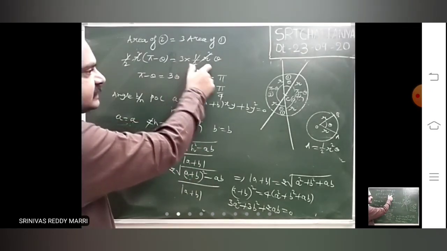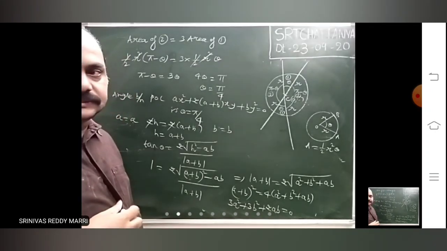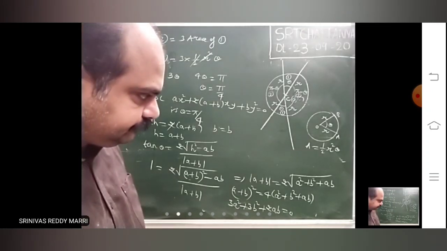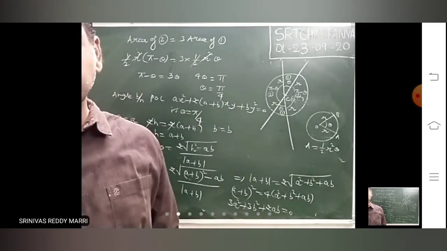Like that, from the given information, you will get the angle between the lines. So if the angle between the lines is known, the formula is there. So like that, how to use the formula for angle between pair of lines. Next, we will go to the next concept.